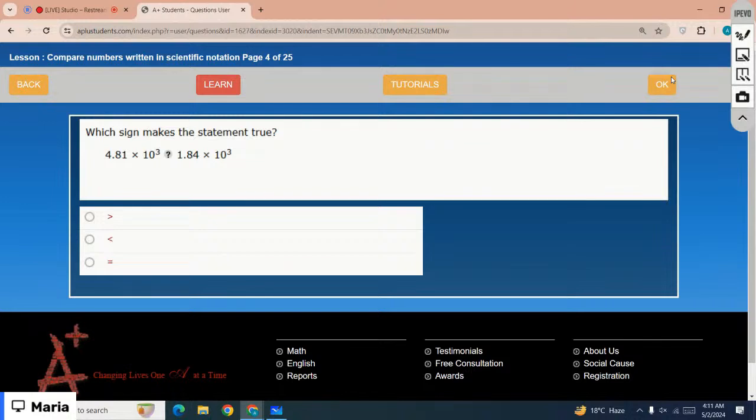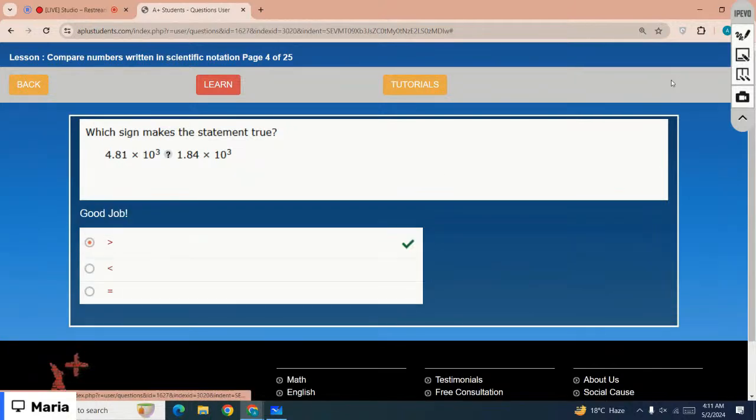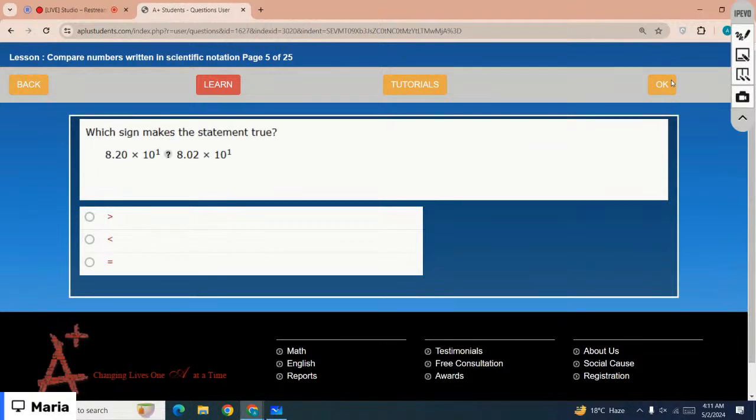The correct option is 4.81 is greater than 1.84. So the correct option is greater, right? Okay, you can complete the lesson by yourself later today. Let me move on to the next lesson.